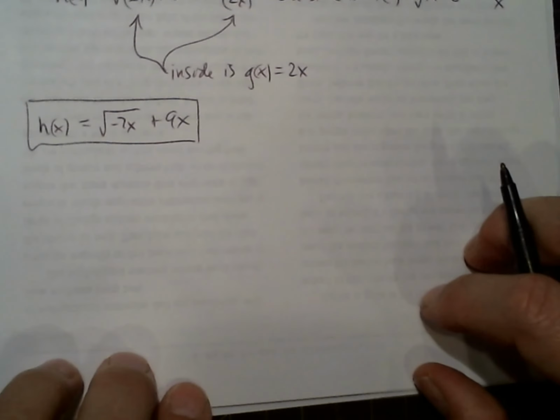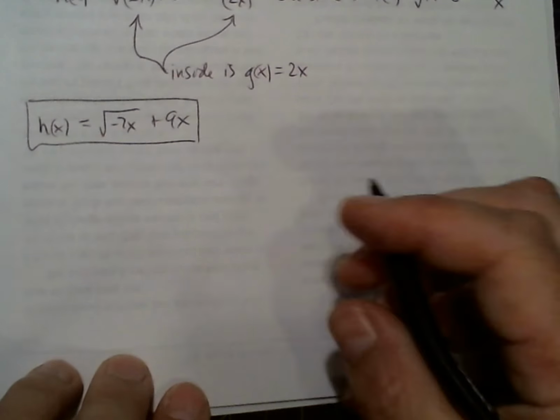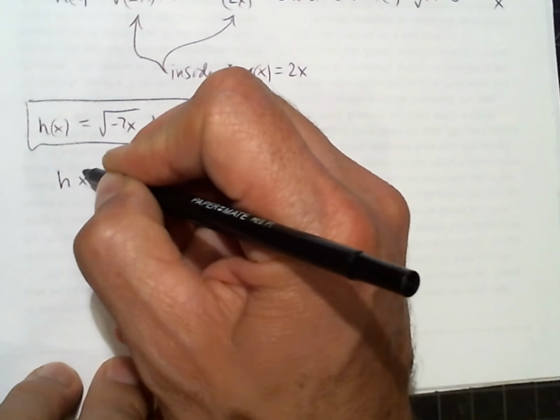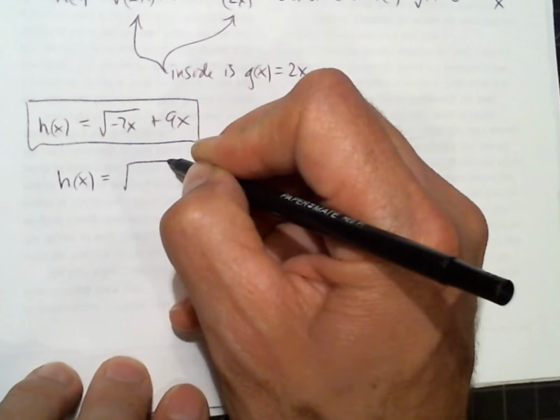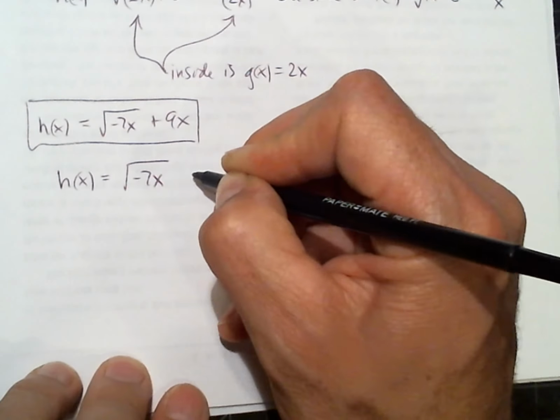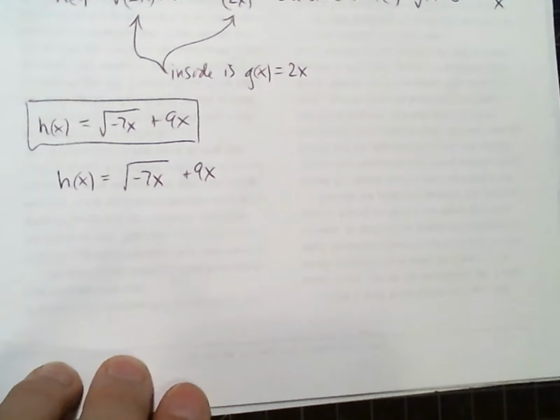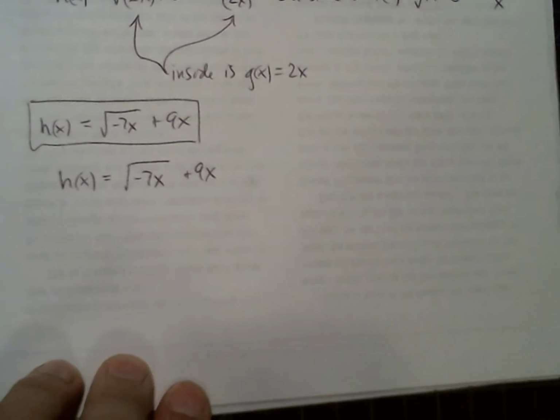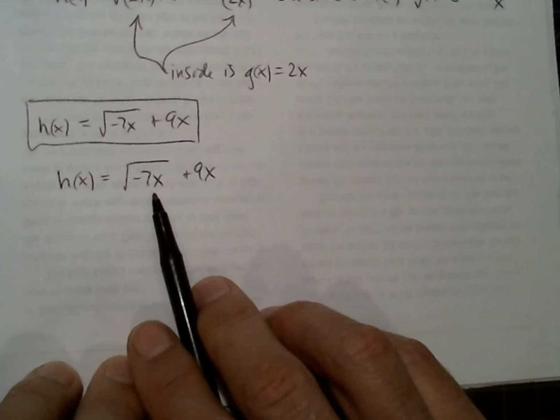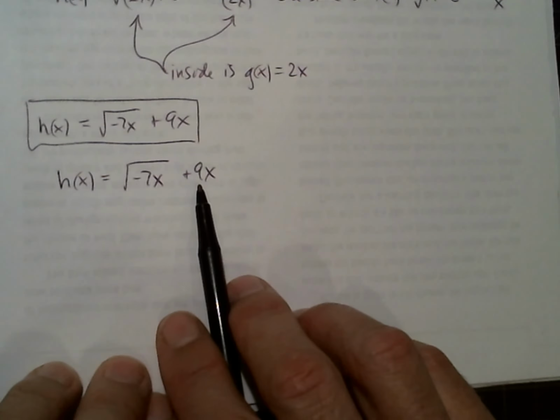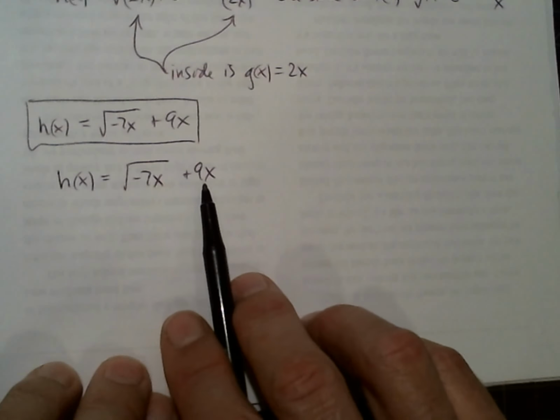Okay, pause and try that one on your own. So here we have the same problem. We have a negative 7x. They would have to be the same. If this was the inside, then this would have to be a negative 7x.